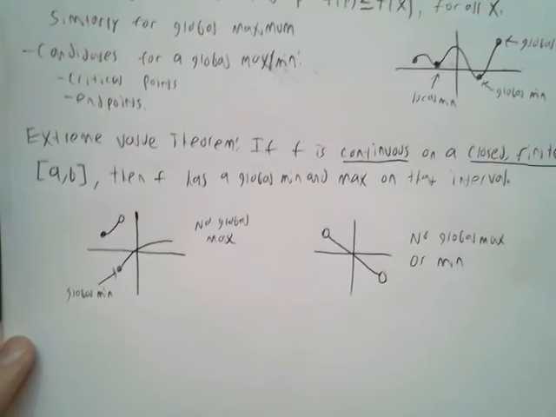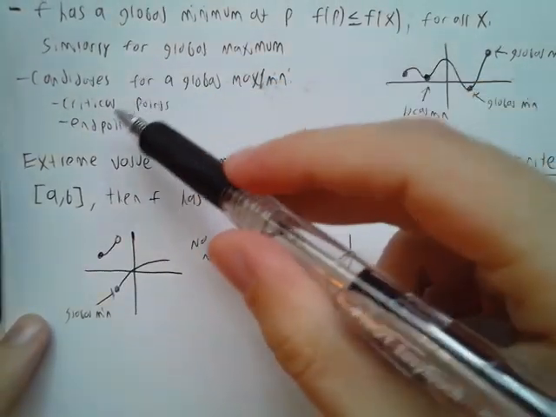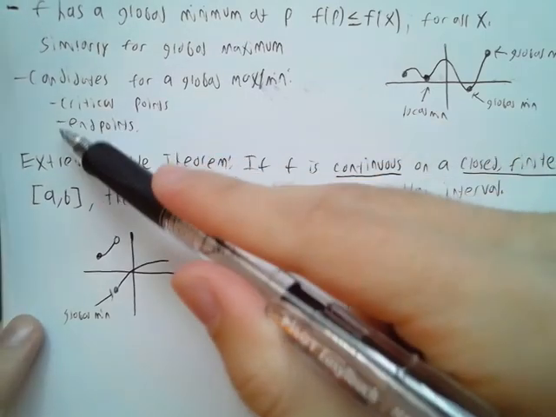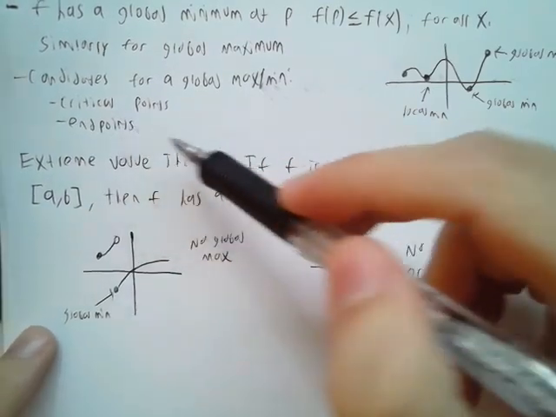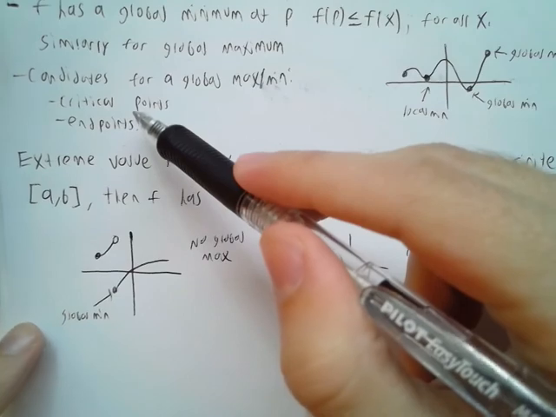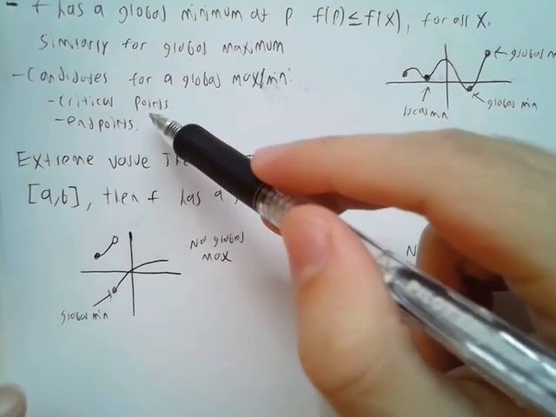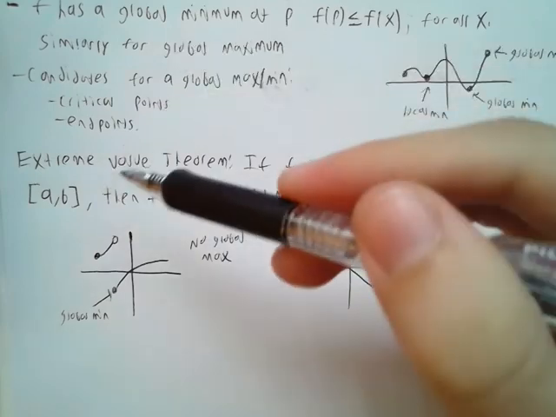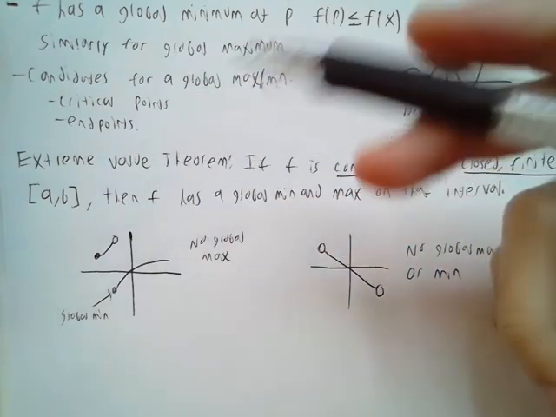So how do we go about doing that? Well, given a function, we find all its critical points, we find all the endpoints, we check the function values at all those points, and then check which one has the largest function value, that will be the global max, and which one has the smallest function value, that will be the global min.